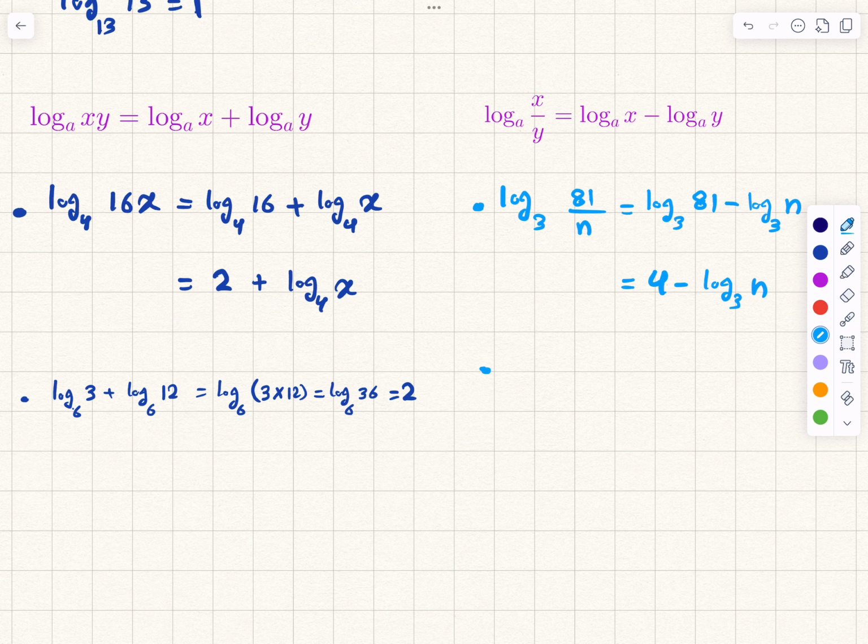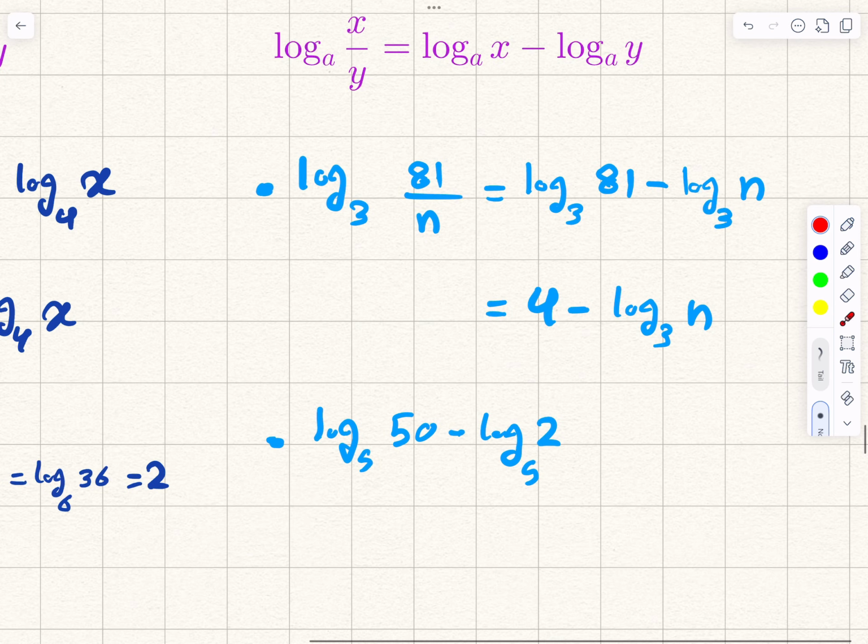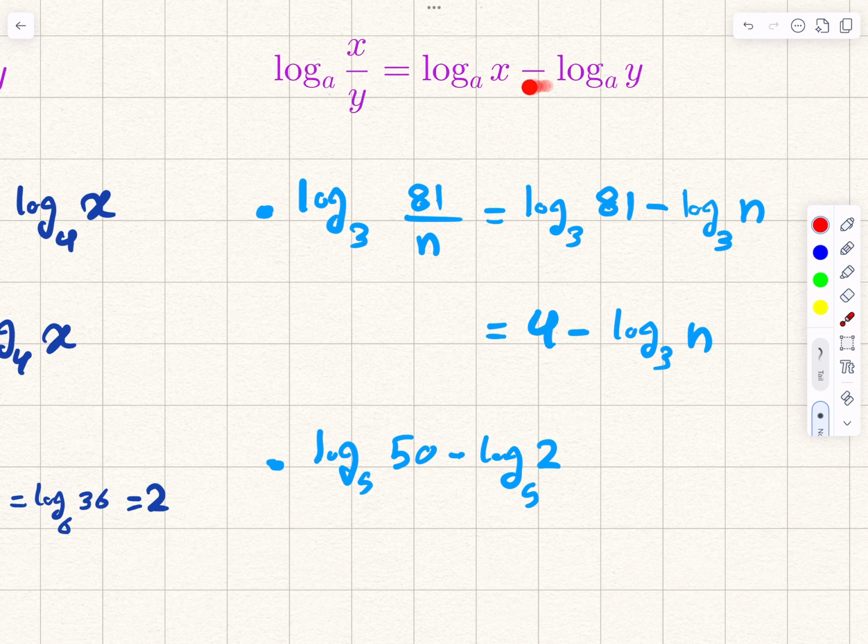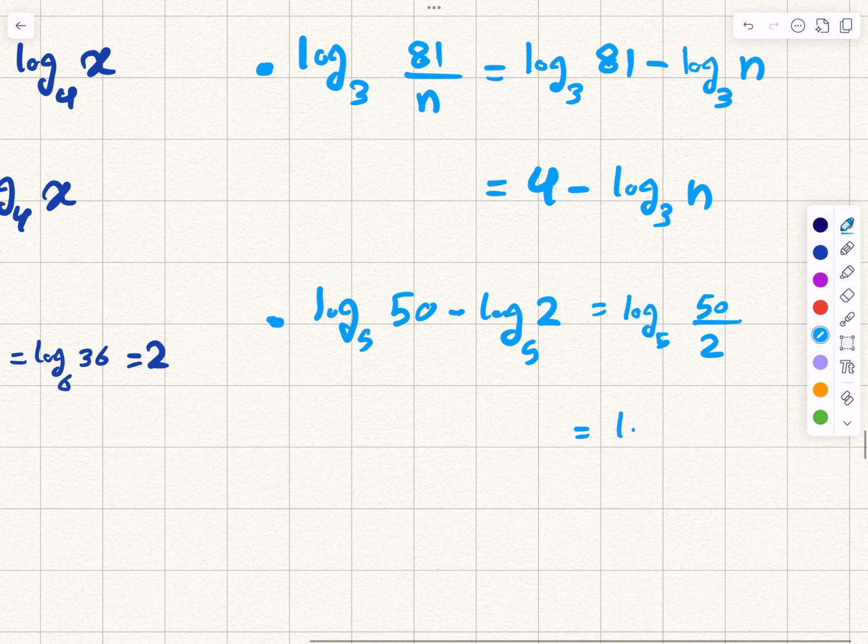Another example now, log base 5 of 50 minus log base 5 of 2. Here, according to this property, we can go backward and say it will be log base 5 of the numerator 50 divided by 2. So as we see here, log 50 over 2 will be log 50 minus log 2. This will be log base 5 of 25, and that will be 2, as we said before on the same example.